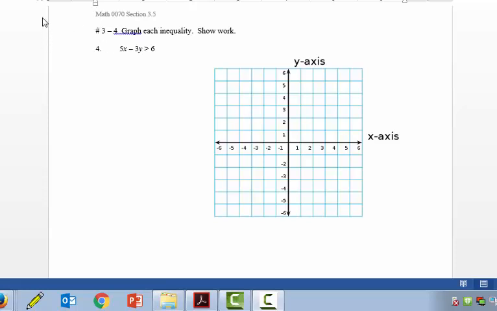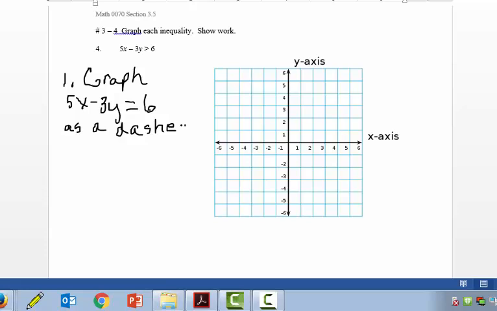All right, my last problem is the inequality 5x minus 3y greater than 6. Because this inequality does not contain the equal sign, I'm going to graph the line 5x minus 3y equals 6 as a dashed line. And that's because points on the line, when there's no equals to in the inequality, make the inequality false.